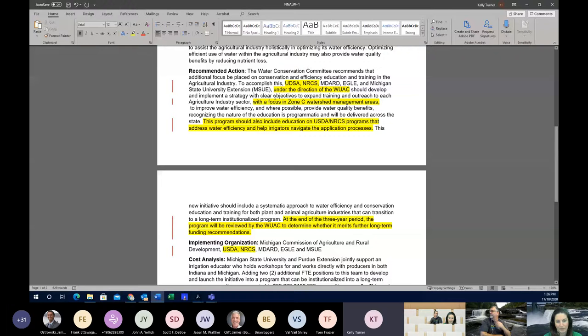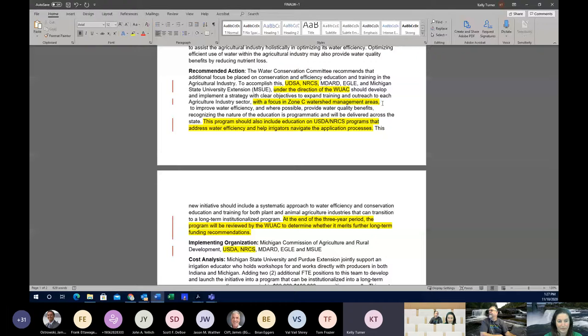We ended up adding into the recommended action the USDA and the NRCS as stakeholder groups, along with MDARD, EGLE, and Michigan State University Extension, and put this under the direction of the full council. That was noted as something that people really felt needed to be in the language during our last meeting. We also added that there be a focus in Zone C watershed management areas. This was to address some concerns that we really needed to figure out where we're going to focus this education.